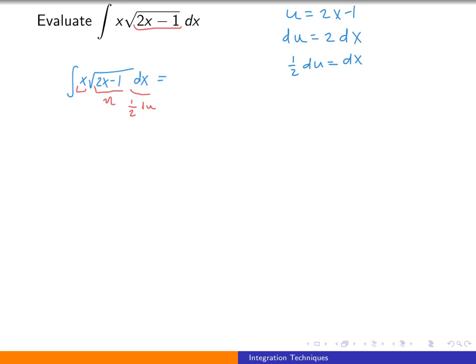And what I mean by that is if we go up to the substitution, u is 2x minus 1. So if we isolate the x here, we would add 1 and divide by 2. x is going to be equal to (u plus 1) over 2. And that will allow us to rewrite this remaining x term in terms of u. So this becomes the indefinite integral of (u plus 1) over 2 multiplied by the square root of u, and then dx is 1/2 du. So 1/2 du.